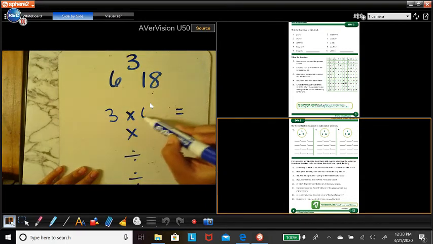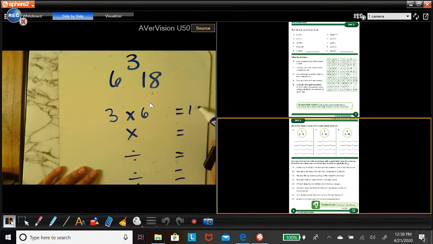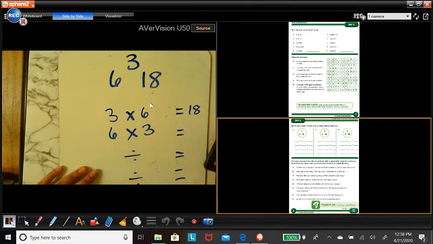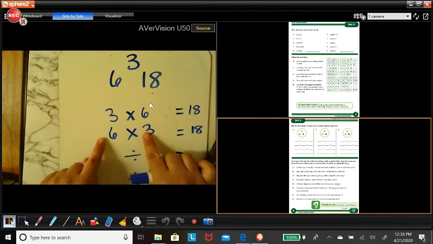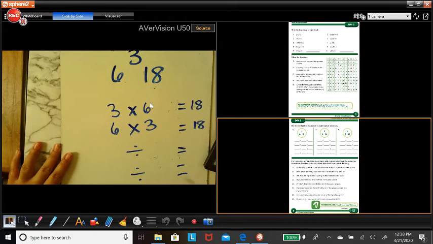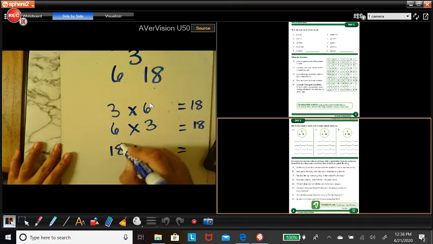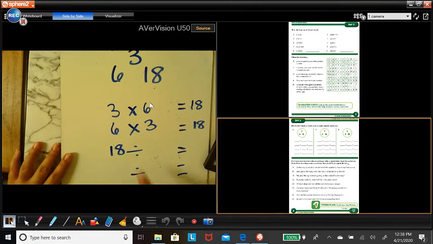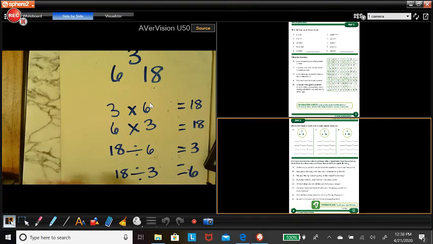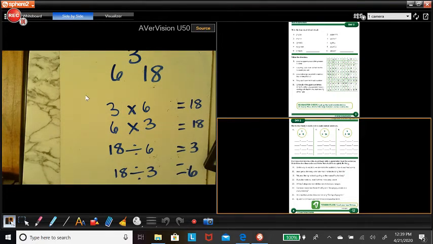3 times 6 is 18. 6 times 3 is 18. The factors switch places, but the product stays the same. Our division is always going to start with the biggest number. 18 divided by 6 is 3. 18 divided by 3 is 6. But we always start with the biggest number. So pause this video, work on 17 and 18.